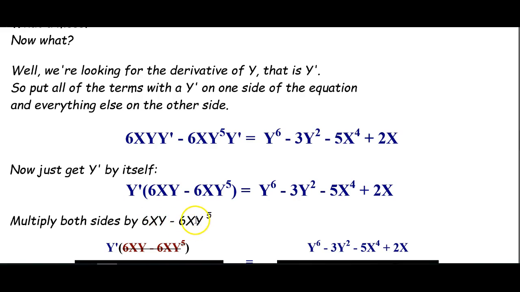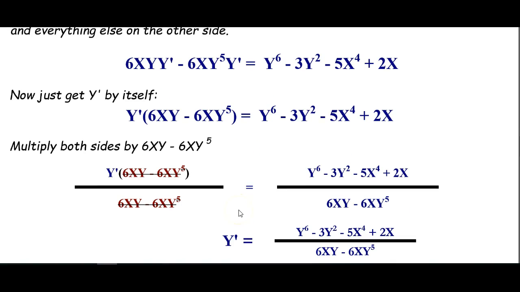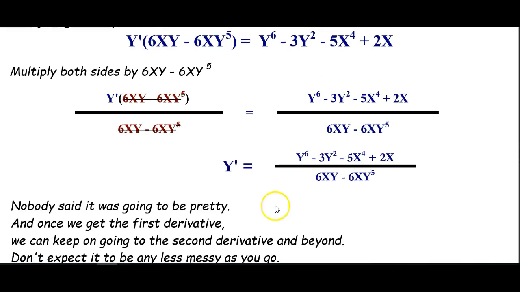Divide both sides by 6xy minus 6xy to the 5, and the resulting expression is y prime is equal to y to the 6 minus 3y squared minus 5x to the 4 plus 2x divided by 6xy minus 6xy to the 5.